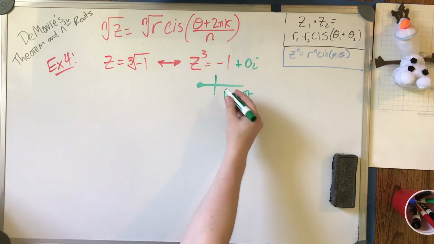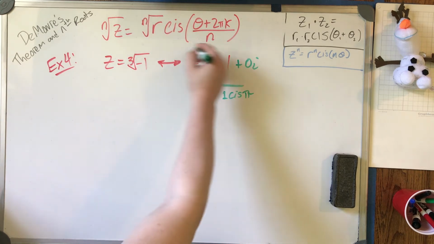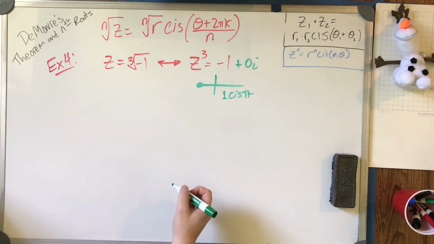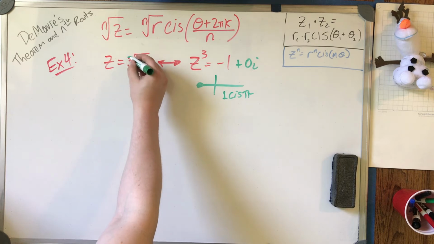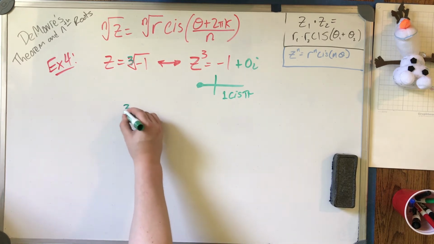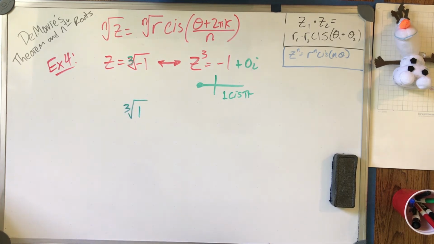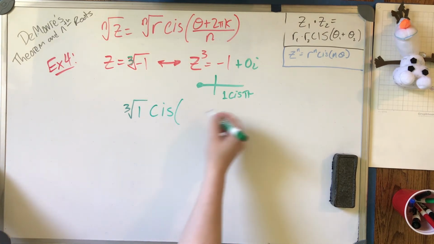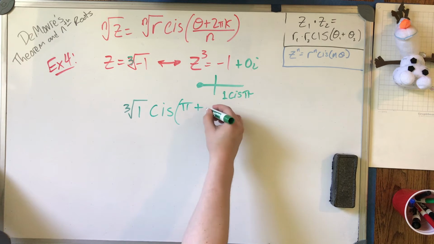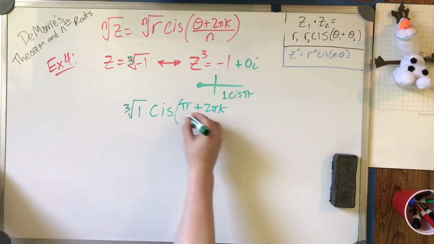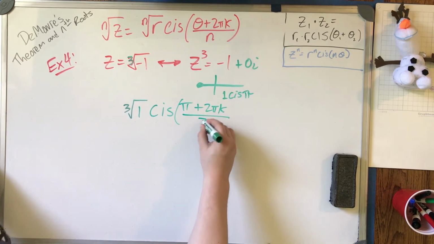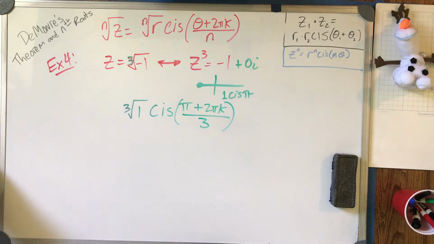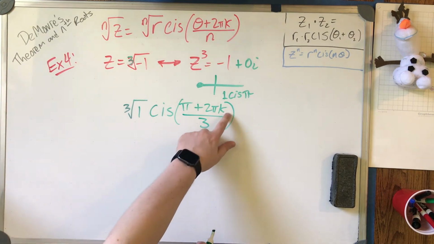So now that we have that, what we're going to do is plug things into this formula up here. I'm being asked to do the cube root, so I'm going to do the cube root of the radius, which is 1. Then I'm going to have cis of the angle, which is pi plus 2 pi k, I don't know what that is yet, divided by 3, because that's the root that I'm doing. So let's figure out what to do with this k now.